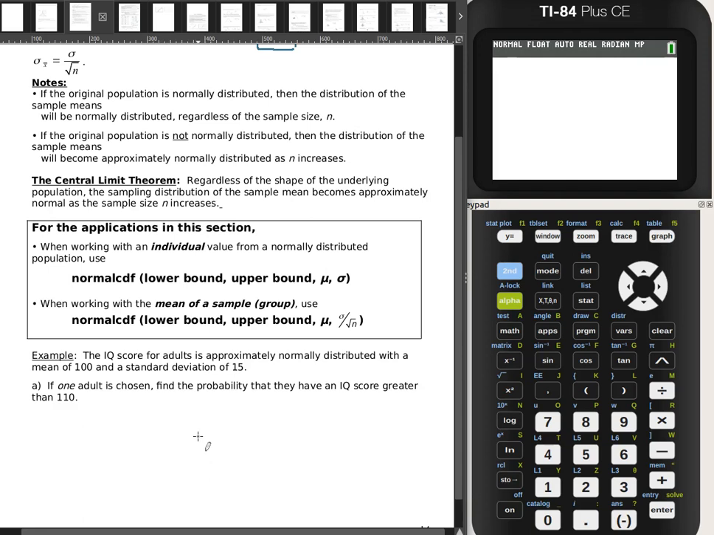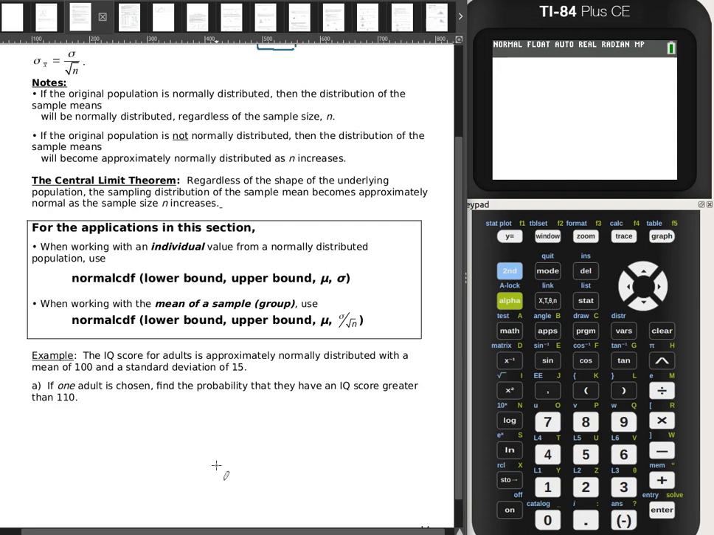Now, we're dealing with an example of IQ scores. What else? This is such a useful example for us. It says the IQ score for adults is approximately normally distributed. We know this stuff. The mean is 100, standard deviation is 15. We've all seen this before. Now it says if one adult is chosen, find the probability that they have an IQ score greater than 100.